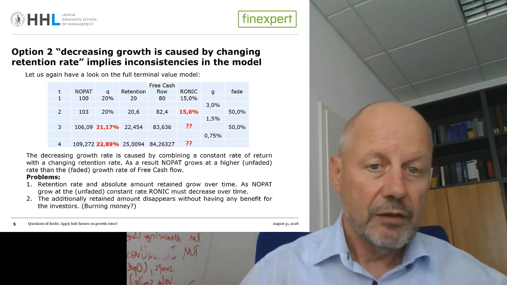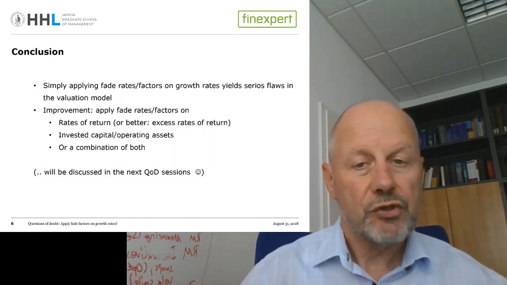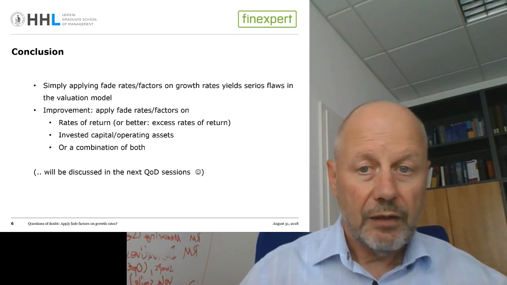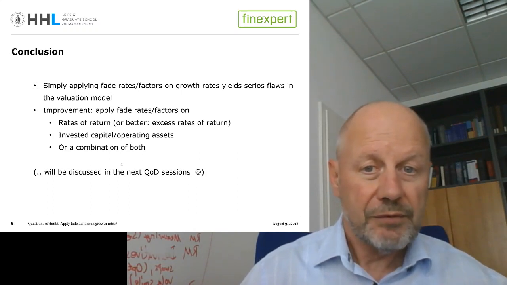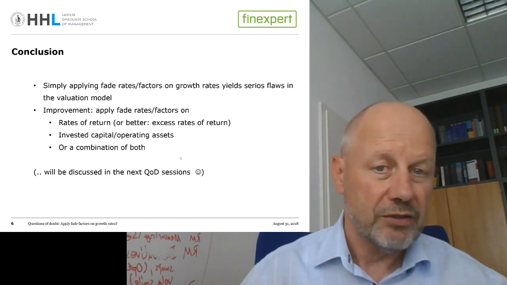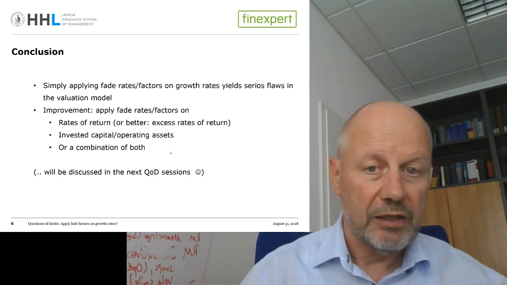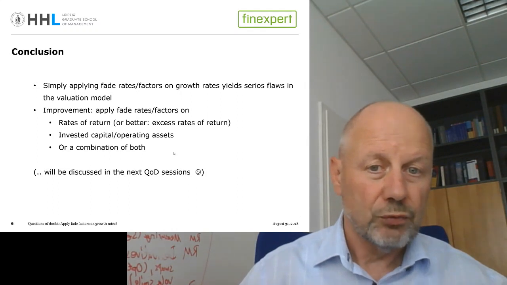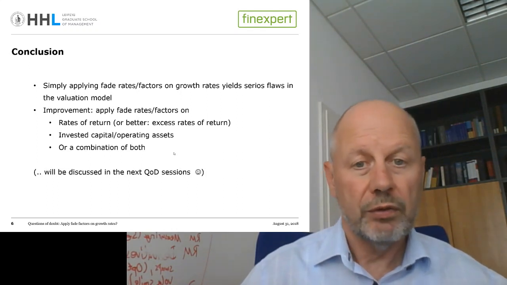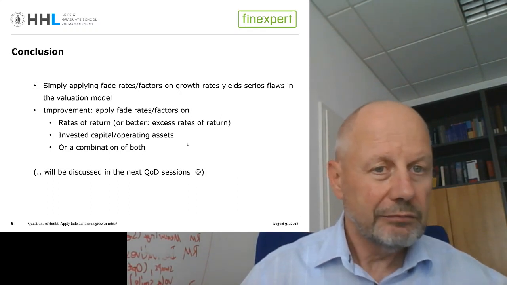So we have now assumed and we have shown, hopefully, that applying simple fade rates on the growth rates yields serious flaws in the valuation model in both cases. It either assumes that we burn money by realizing investment opportunities that do not earn their cost of capital, or in the second option, we assume that the money somehow disappears.